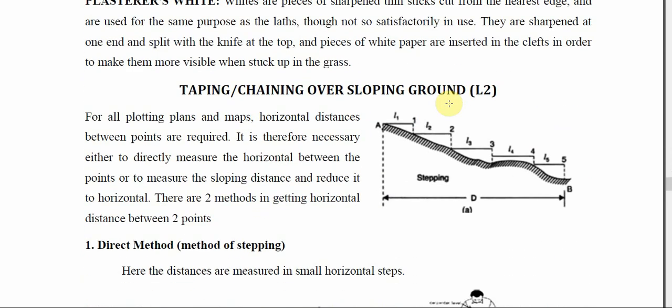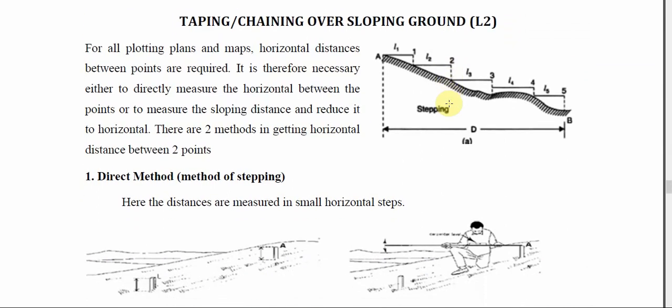So we'll move on to the next part, which is chaining or taping over sloping ground. Now, the first method, please remember, this is a very important thing. When you are measuring distance, if the ground is flat, if the ground is horizontal, and you hold the tape along the ground, then you are measuring the horizontal distance.